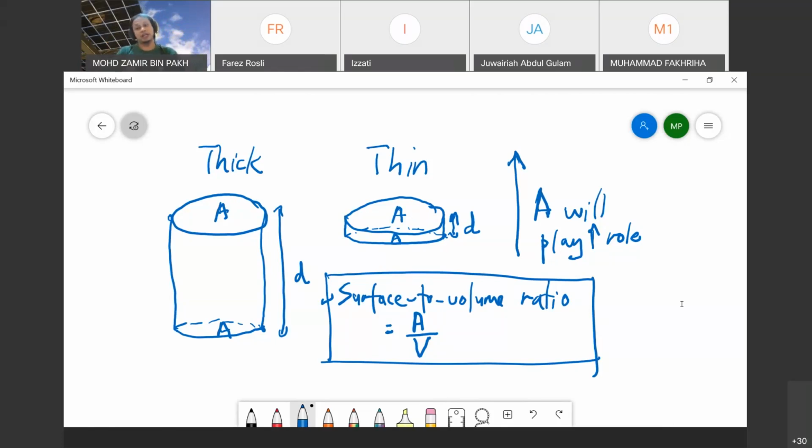So is thin better than thick? It depends on the application. If you're talking about a solar cell, for example, thick means more volume for light absorption. If thin, then we're talking about cheaper cost. If you go for a thick one, you have to spend more because you need a very big D for your device. So there's a plus and minus for thick and thin, and there's no one single answer.